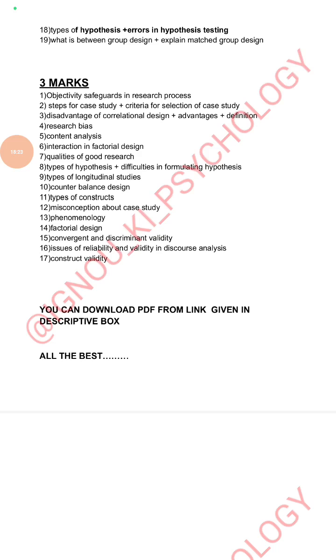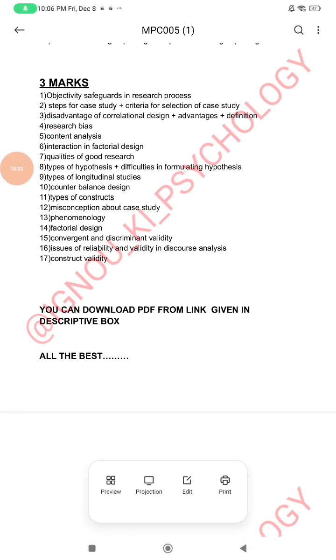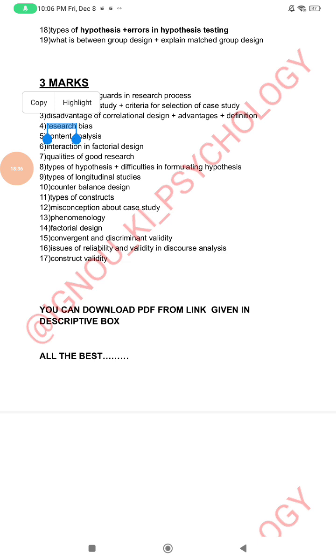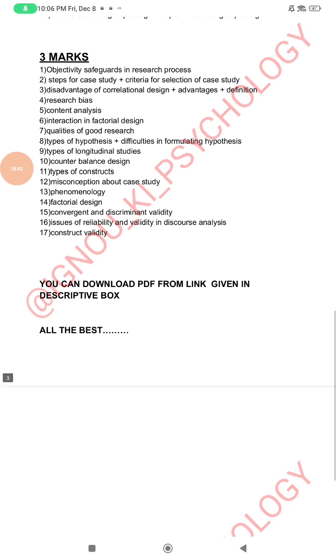Question number 3. Disadvantage of correlation design. Also mention their advantage and definition. See, this question is asked for 3 marks also, for 6 marks also. Question number 4. Research biases. What are the research biases? How can these biases cause error in results? All these you have to mention.